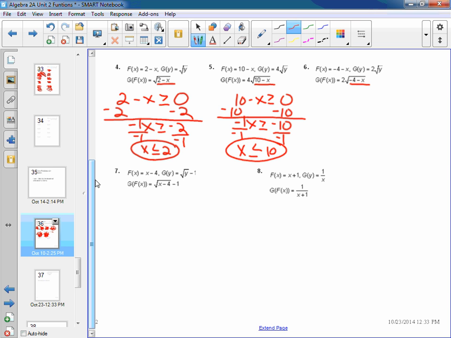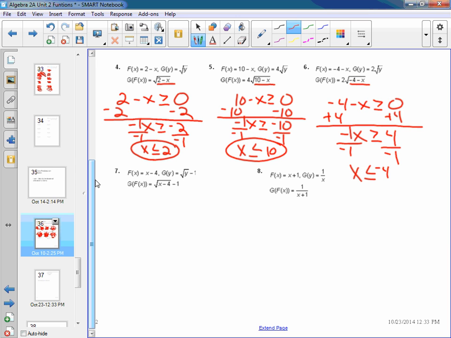And for this one, negative 4 minus x has to be greater than or equal to 0, again, because it's underneath a square root. And we're just doing that same thing where we're going to end up with a negative x and we're dividing by -1. So we're going to have to change the direction of the inequality, and that's a -4.